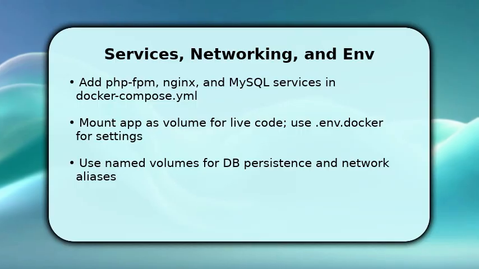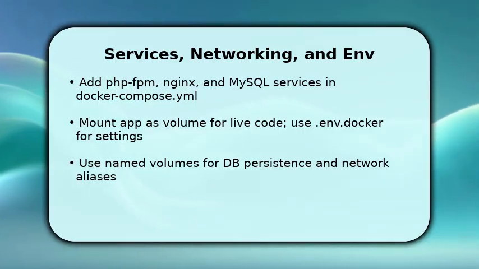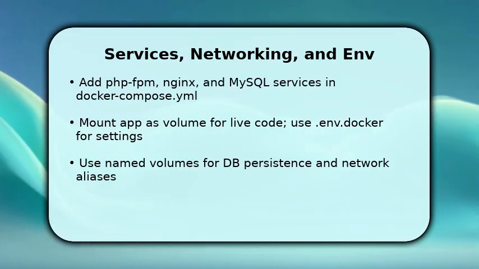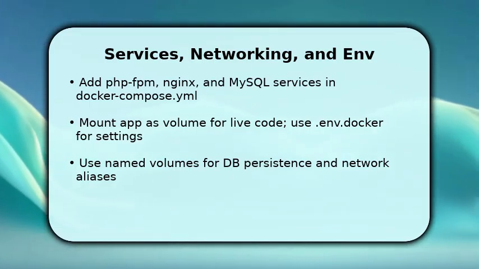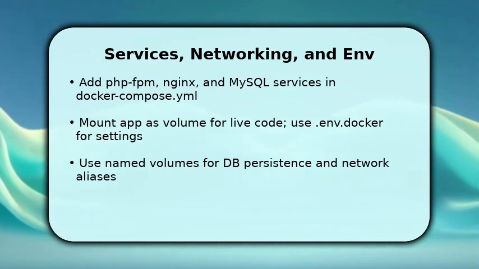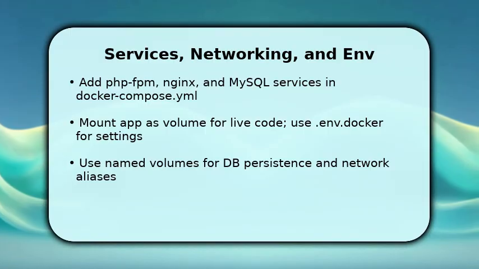Mount your app code as a volume during development for immediate changes, and provide an env Docker file so environment variables differ from production. Create named volumes for persistent storage of uploads and the database. This prevents local data loss when containers restart. Finally, expose only required ports and link Nginx to PHP-FPM.